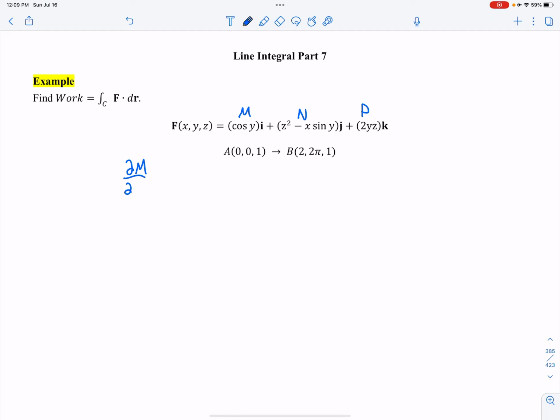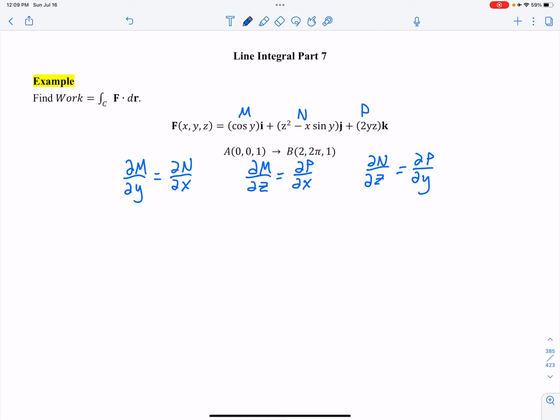M, and let's do N first. So we switch our variables. This will be a Y then. And then this will be an X. And then we'll have M, and I'm going to do Z, so that means I'll do P here. And then we have to do N and P, and we just switch our variables. Z goes over here, Y goes over there. All right, so we're going to check this.